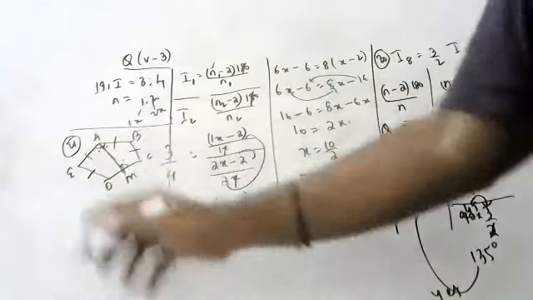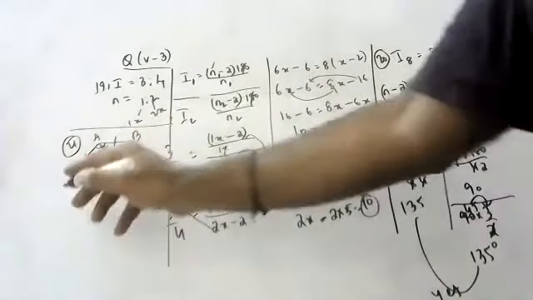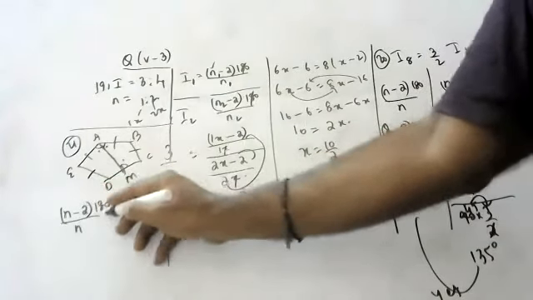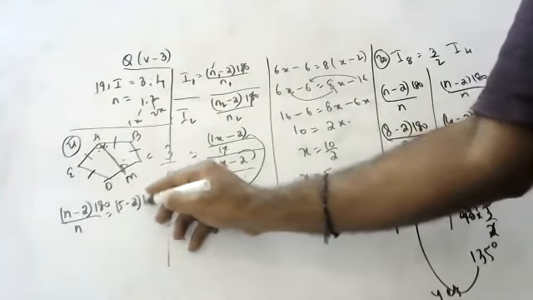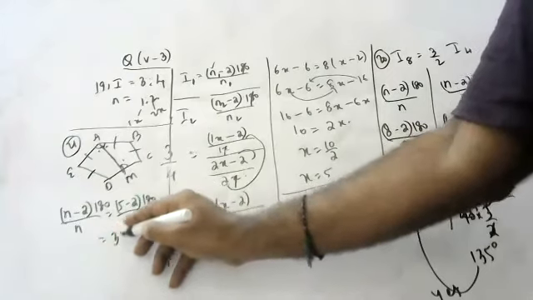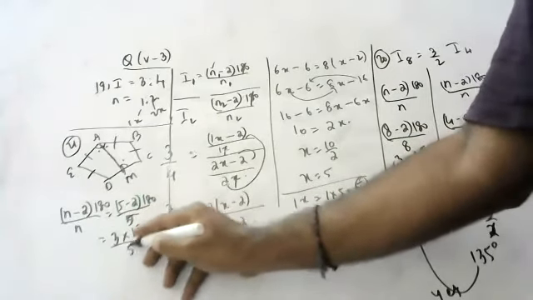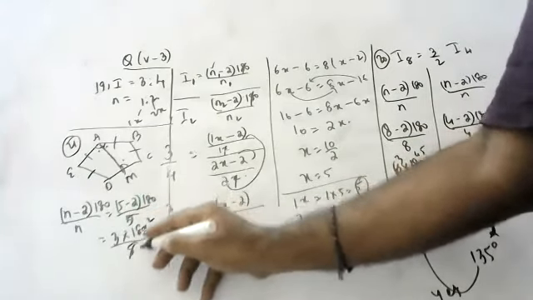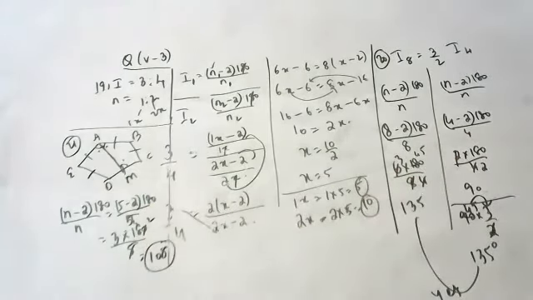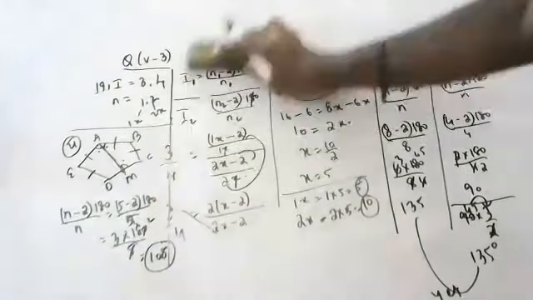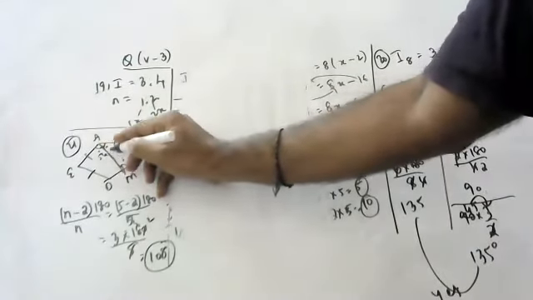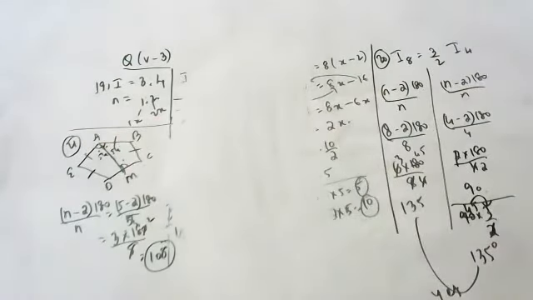So what is each angle of a pentagon? Sujit? Each angle is (n minus 2) into 180 by n, which is (5 minus 2) into 180 by 5, which is 3 into 180 by 5, 108 degrees. So, Sujit, if you see carefully, this is 108 degrees. Bisector means this is 54, this is 54. Am I correct? Yes, sir.